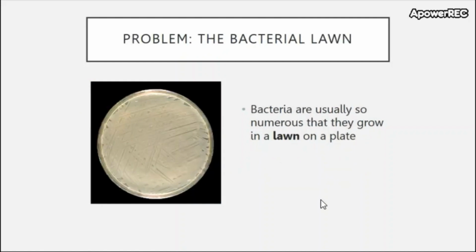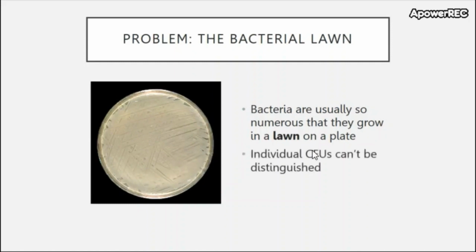There's a problem with this though. Their bacteria can be so numerous so quickly that it's very easy that if you were to pour something out of a broth tube and spread it around on a plate, you would create what's called a lawn on the plate. So unlike that previous image where you could see those colony forming units, here those colony forming units are so close to each other that they don't form separate colonies, they just form one giant mass on the plate called a lawn.